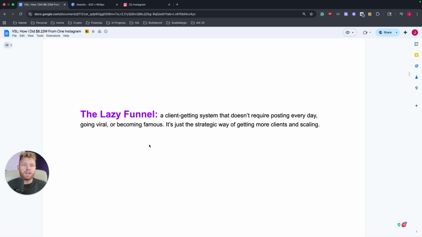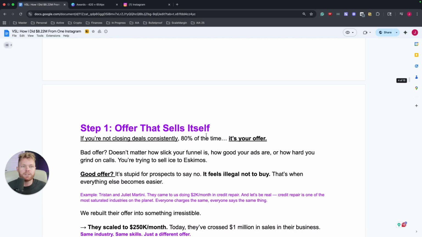In fact, it's almost the opposite. It works both ways. If you don't have a big following, it comes across as more authentic, and if you do have a big following, then it comes across as, oh, you're an authority in the space. So it's a win-win. You don't have to be famous, but if you do, it definitely helps. It's just the strategic way of getting more clients and scaling. So I'm going to break it down for you.